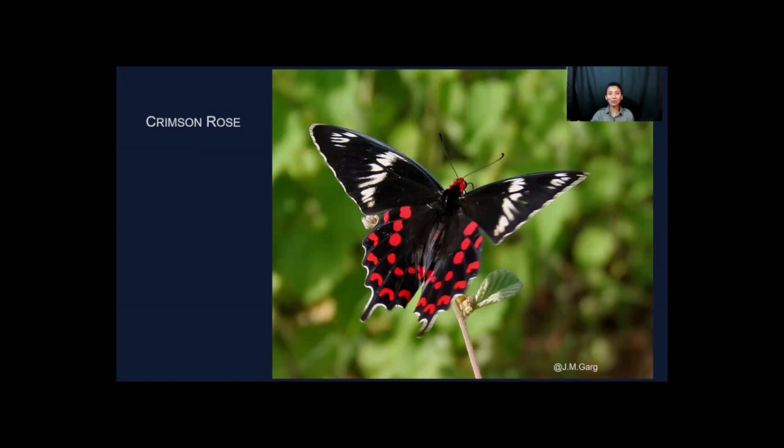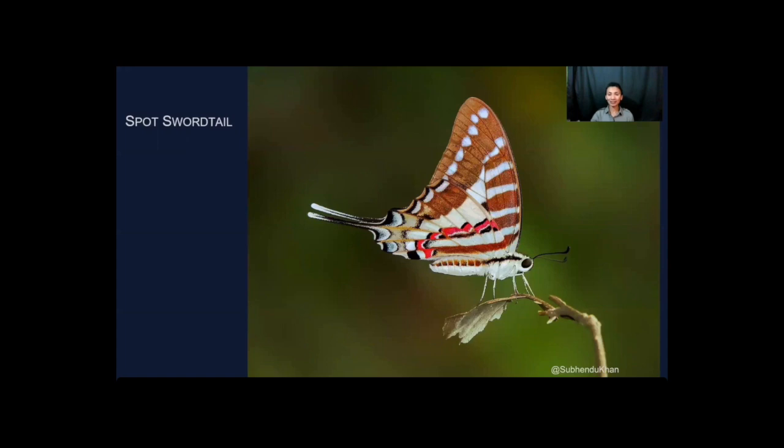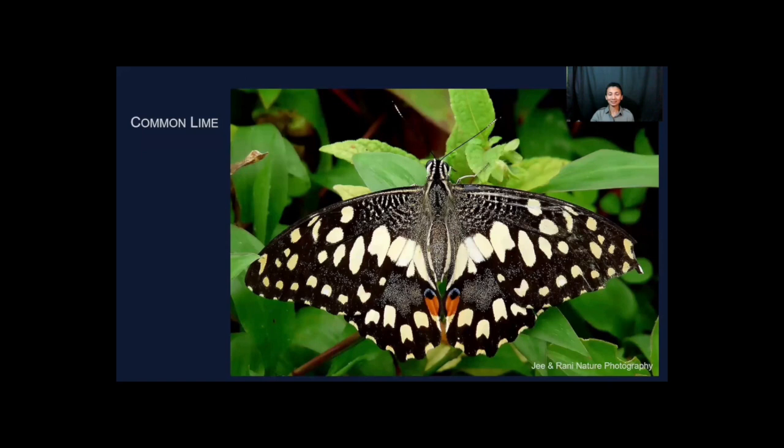Crimson rose. Look how beautiful this butterfly is. Other than the white, red and black markings on its wings, it also has a beautiful bright red color on its body, which is not quite visible in this photograph. Spot swordtail. You can see its wonderfully sword-like tail, and the underwing pattern in this butterfly is very, very clear in this photograph. Common lime, an example of a swallowtail butterfly that doesn't really have the tail-like projection coming out of its hind wing. Still very beautiful.